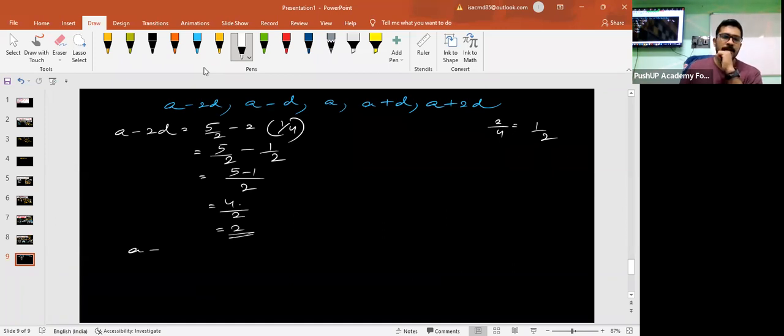Then the second term will be a minus d, which is 5 by 2 minus 1 by 4. Take the LCM. 4 is the LCM. 4 by 2 is 2. 2 into 5 is 10. Minus 4 by 4 is 1. 1 into 1 is 1 itself. 10 minus 1 is 9, divided by 4. This is the second term.